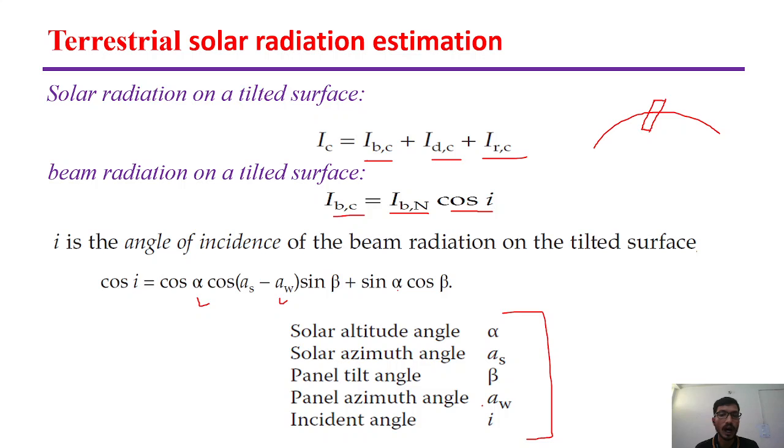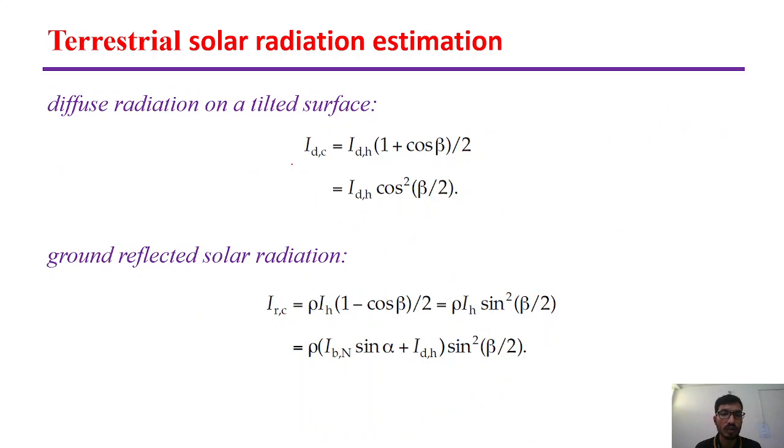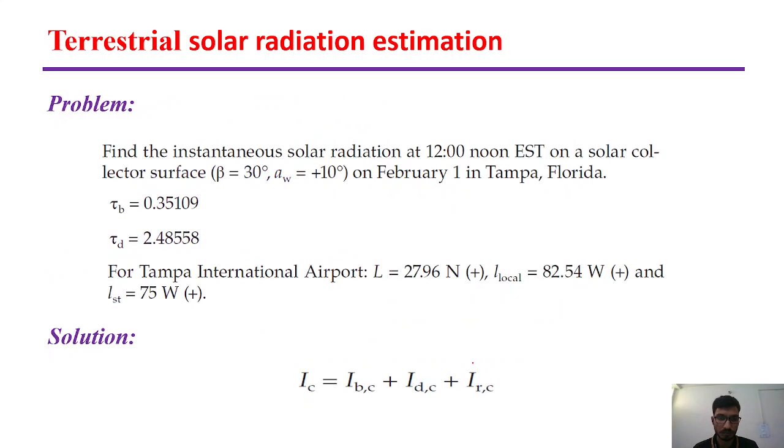Once we calculate IBC, we can calculate the value of IDC. IDC is based on IDH, and generally we only need to know the tilt angle for this. And then comes the ground reflected solar radiation, IRC. IRC is a function of rho, the beam normal radiation, the solar altitude angle, and the tilt angle.